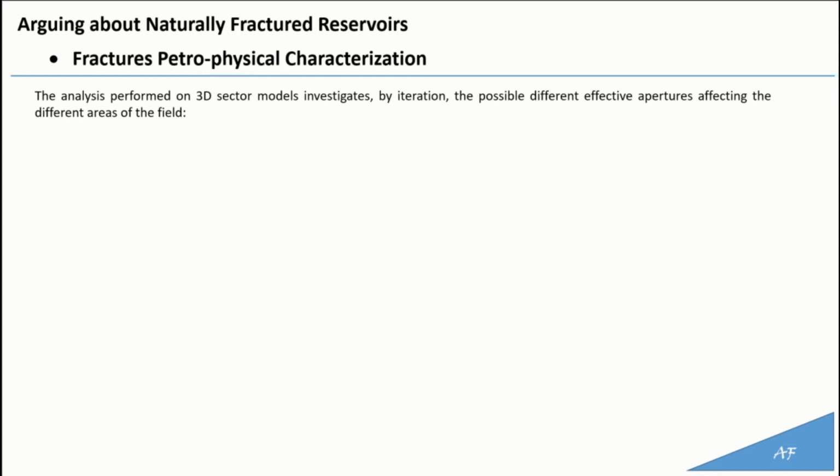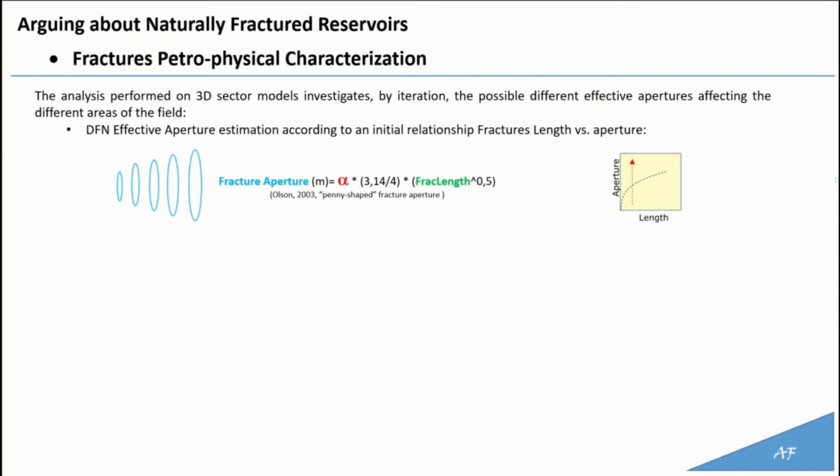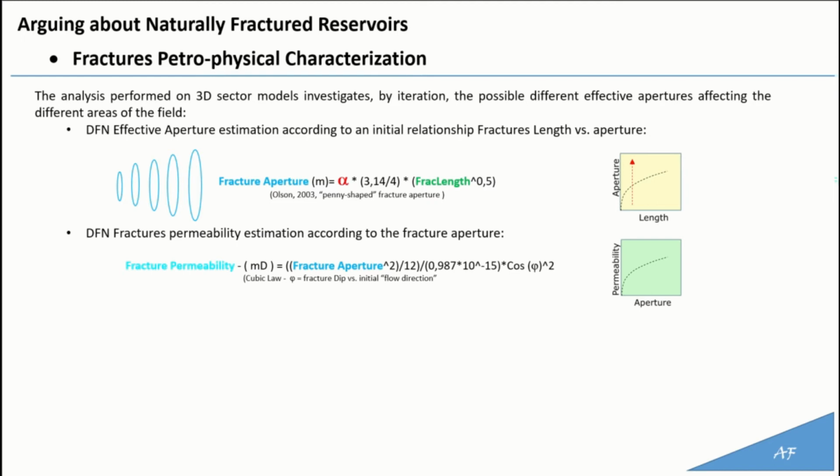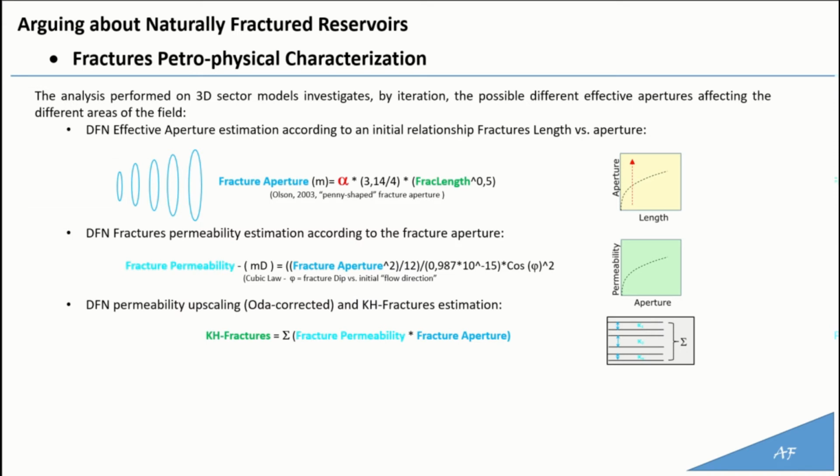The workflow applied on each sector model is here sketched. A discrete fracture network effective aperture estimation is performed according to an initial relationship fracture length versus aperture, using a penny-shaped correlation as per Olson paper. The discrete fracture network permeability is estimated according to the fracture aperture using the cubic law. The discrete fracture network permeability is upscaled using the autocorrected algorithm that is quite fast, and the KH fractures estimation is performed.